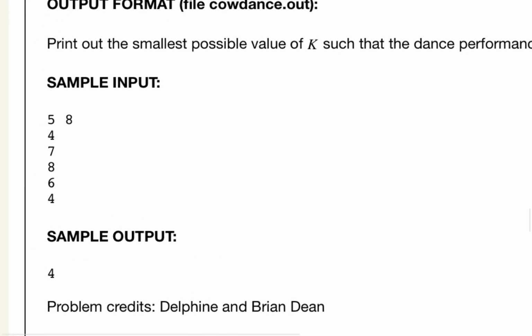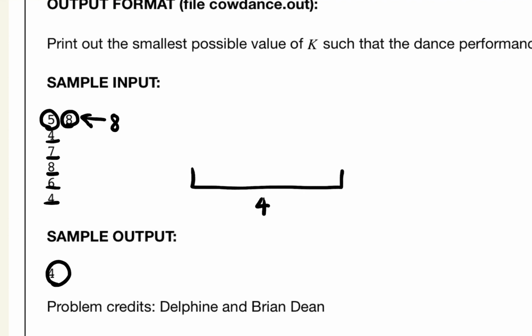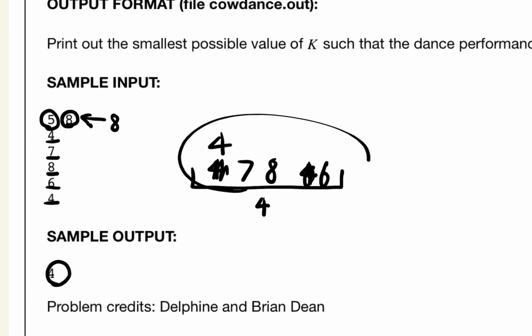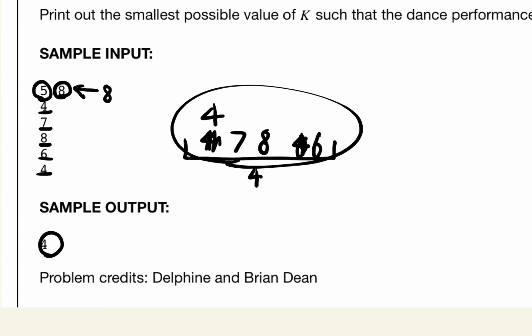This means that when N is 5, there are 5 cows that want to dance, and 8 is the time limit, and 4 is the answer, which means 4 is the smallest number of cows dancing at once, while the total dance limit is 8. If this is the stage, there can be 4 cows on it at once. First number 1 comes in, then number 2, 3, 4. Number 1 finishes dancing, so another cow comes in, and the total time spent here would be 8, because 4 plus 4 is 8.